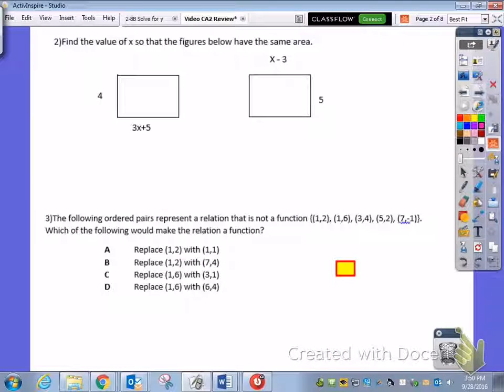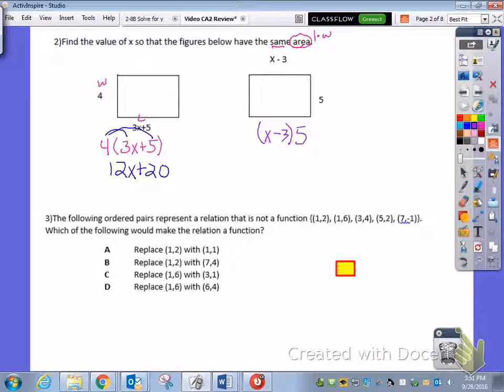On number 2, find the value of x so the figures will have the same area. Remember, to find area, that is length times width. So this is my length and this is my width. I'm going to multiply 4 times 3x plus 5. When it's by parentheses, you distribute: multiply the 4 with the 3x, and then the 4 times the 5. I'm going to do the same thing on the other side: x minus 3 times 5. So 5 times x is 5x, and 5 times a negative 3 is a negative 15.